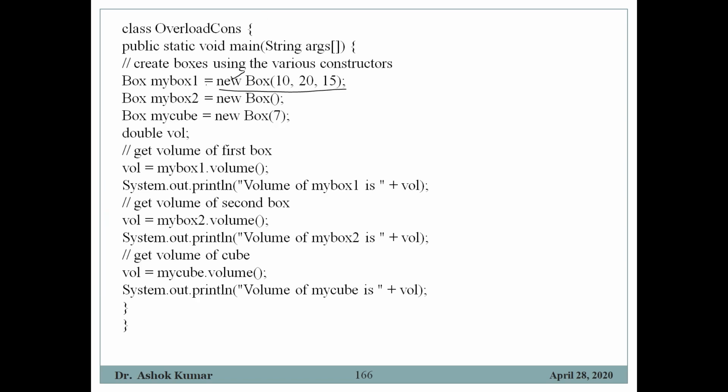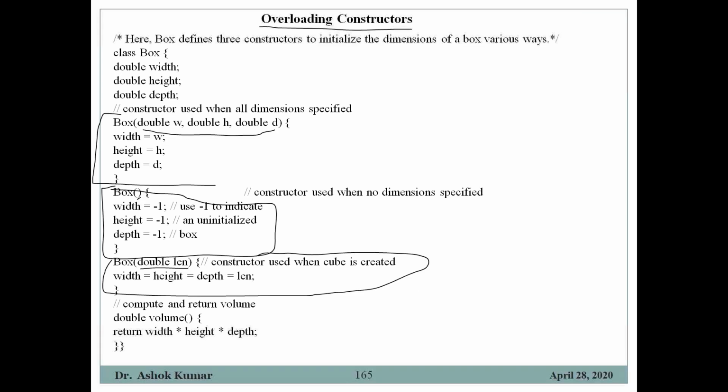We have already discussed this in detail, so I'm not going to show it diagrammatically again. The next line will call the constructor without any parameter. So this right hand side will be called, and it will initialize width, height and depth to -1.